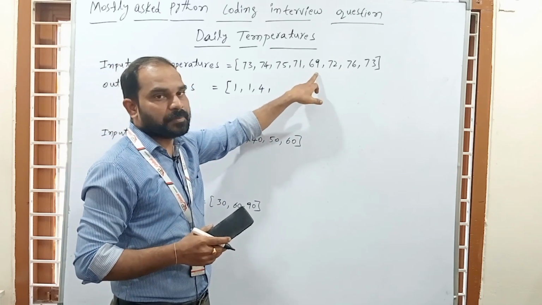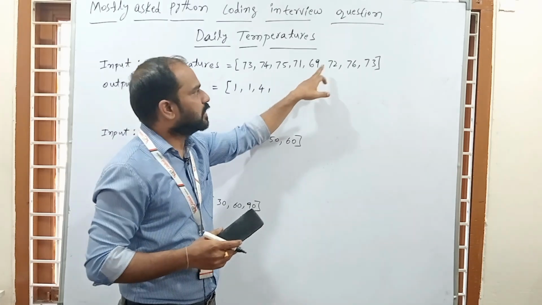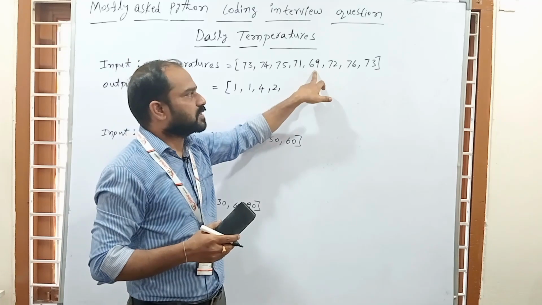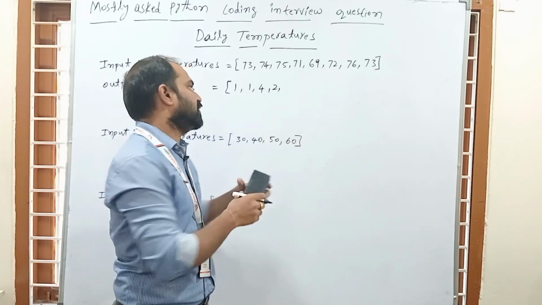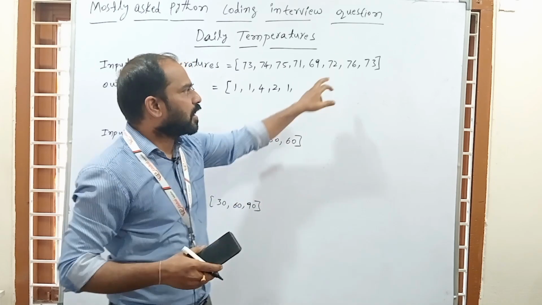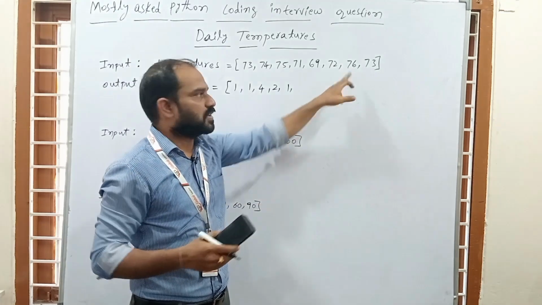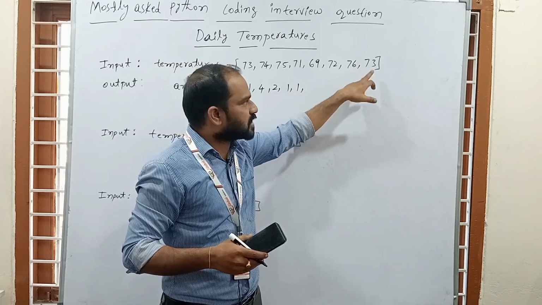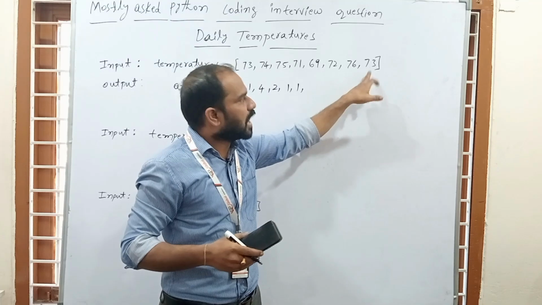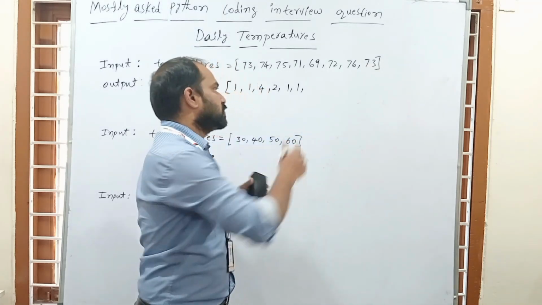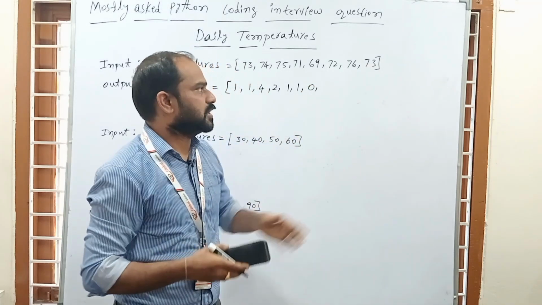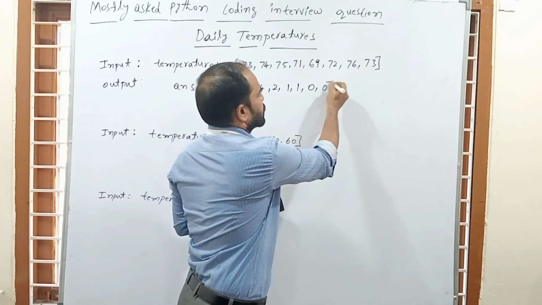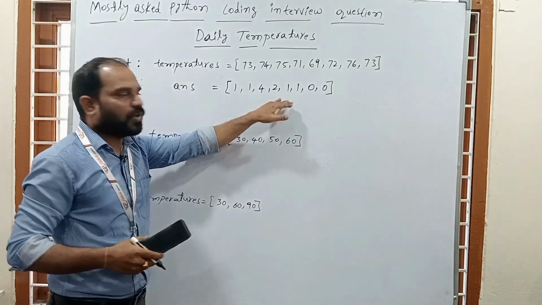For 71, the next hotter temperature is 72, so you need to wait 2 days. For 69, the next temperature is 72, so you wait 1 day. For 72, the next temperature is 76, so you wait only 1 day. For 76, the next upcoming temperature is 73, which is not hotter. Are there any upcoming hotter temperatures? No, so keep the default value 0. For the last temperature also, it is the end, so there are no upcoming temperatures. So this is the result you need to get.